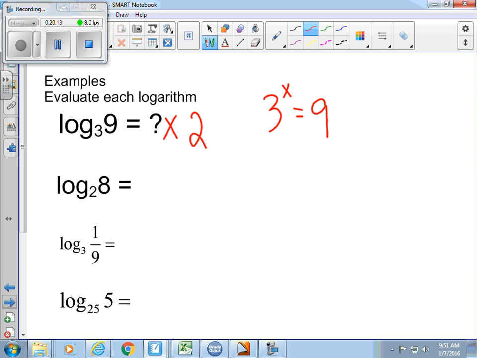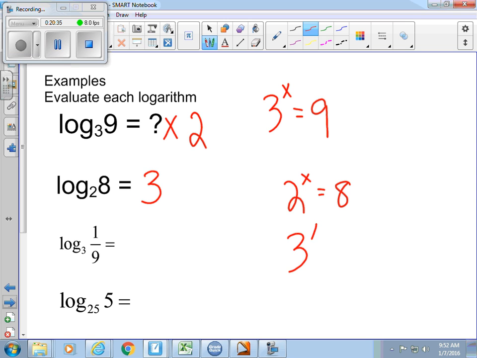So what about this one? What would I rewrite to answer the question? 2 to what power is 8? So you tell me, 2 to what power is 8? 3. 2 times 2 is 4. 4 times 2 is 8. So 3. Makes sense?